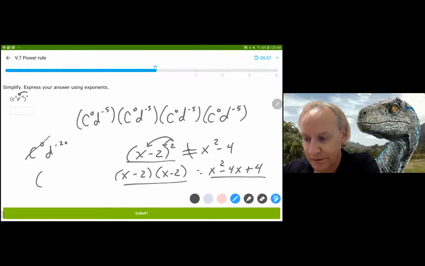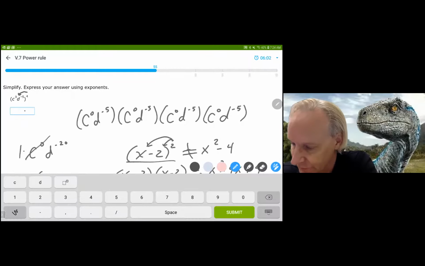C to the 0 is really just 1, just like all of these are 1. 0 plus 0 plus 0 plus 0 is 0. Lots of ways of thinking of it. We just end up with d to the negative 20. The c to the 0 has no value. It's a 1 because we're multiplying it, and it's just the identity of multiplication. Anyway, there it is, d to the negative 20.